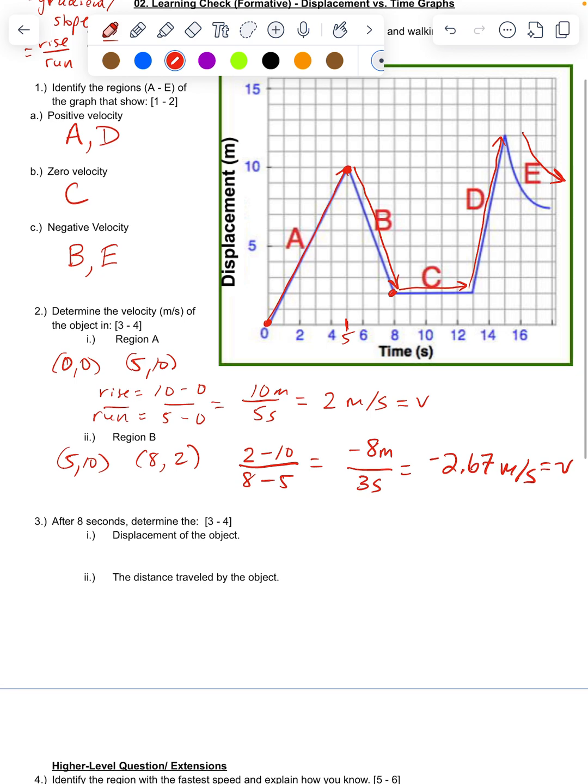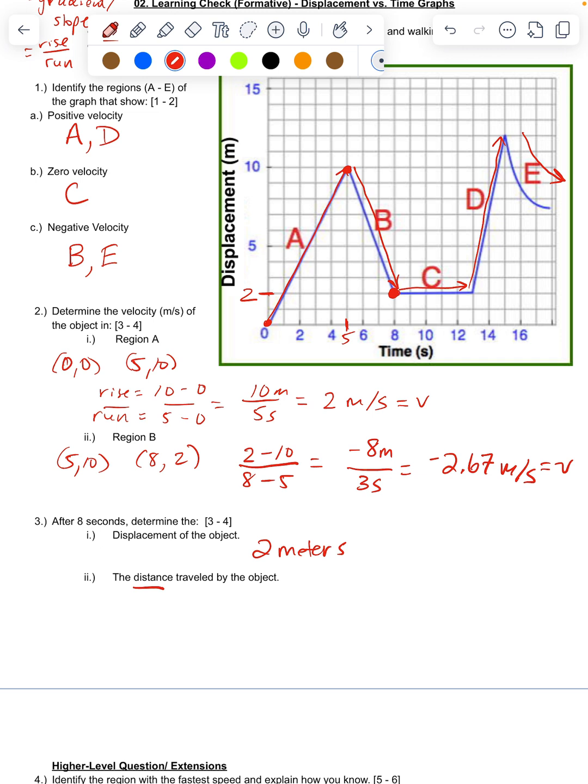Okay, then this next question is the difference between displacement and distance. So it says after 8 seconds, determine the displacement. Well, at 8 seconds, the object or the person is at a displacement of 2. So the displacement is only 2 meters. The person is 2 meters away from where they started. How far have they traveled? What was the distance that they traveled?